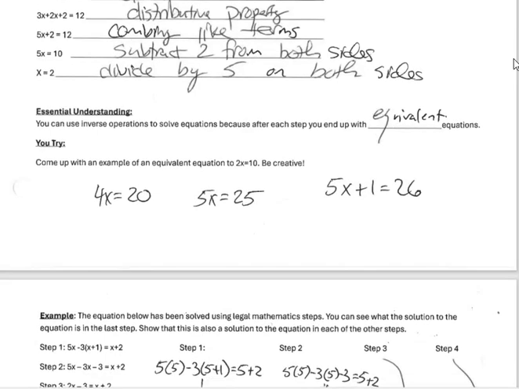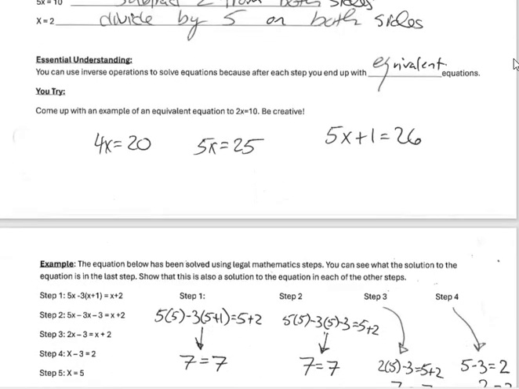Now, that's what we said on the second essential understanding. When you are solving equations, you're basically making a bunch of equations that are equivalent. It says to come up with an example of an equivalent equation to 2x equals 10. Since we know 2x equals 10 has a solution of 5, any equation that you make that also has a solution of 5 will be equivalent to it.